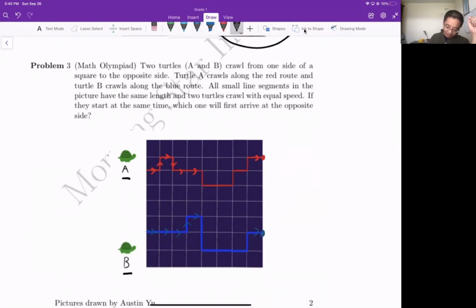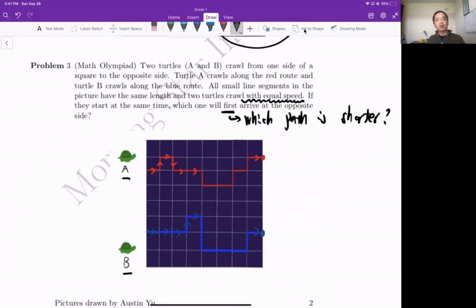Now you see, in this problem, we assume both turtles crawl with equal speed. What does that mean? That means within the same amount of time, they crawl the same distance. They go with the same speed, they're equally fast. Okay, so if we want to find who arrived first, we just need to find which path is shorter. So who will arrive first? This just means which path is shorter. How do we find which path is shorter?